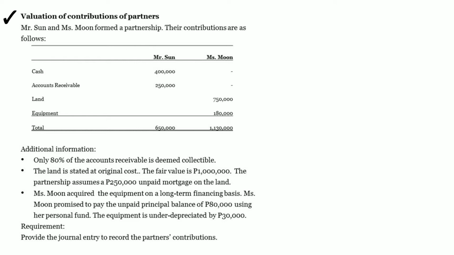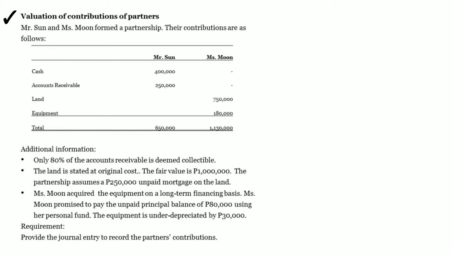Miss Moon acquired the equipment on a long-term financing basis. Miss Moon promised to pay the unpaid principal balance of 80,000 pesos using her personal funds. The equipment is under-depreciated by 30,000 pesos. Requirement: provide the journal entry to record the partners' contributions.